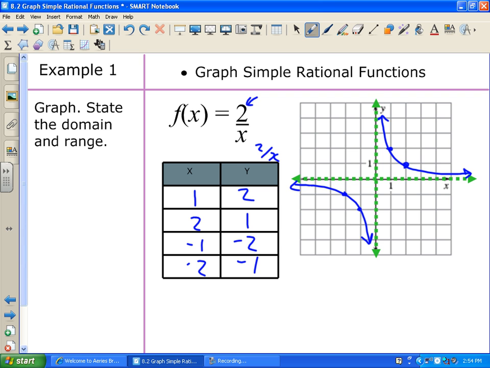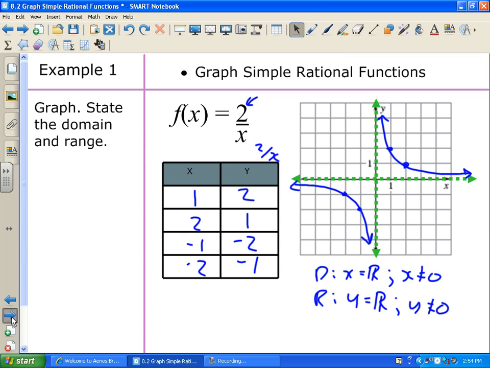Domain and range, pretty easy for these guys. X can equal anything in the world, except x cannot equal 0. In range, y can equal anything in the world, except y can't equal 0. Okay? That's parent functions. Kind of pretty easy on this stuff. I have a hunch that you guys will find that today's graphs are even easier than the logs and the exponents.